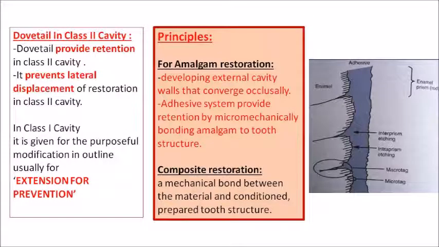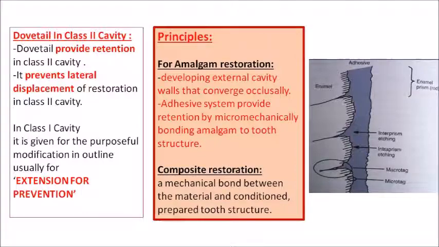What is the importance of this primary retention and resistance form in class 2 cavity preparations? Class 2 cavity preparation has all these features very importantly placed in it. An important factor is that a dovetail is given in a class 2 cavity. Dovetail provides retention in a class 2 cavity. You have to remember that dovetail comes under the primary retention form, which provides the retention for the cavity preparation, and it also prevents lateral displacement of the restoration in a class 2 cavity.